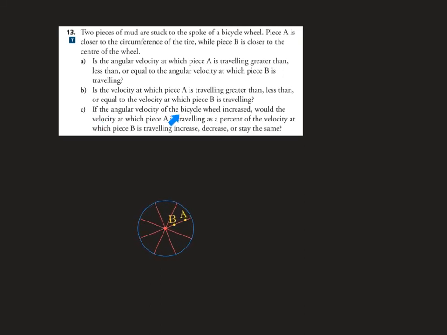So if the angular velocity of the bicycle increased, would the velocity at which piece A is traveling as a percentage change? No. Something that's 50% of the way out will cover 50% of the distance. So the answer is no. Will it increase, decrease, or stay the same? It'll stay the same as a percentage.